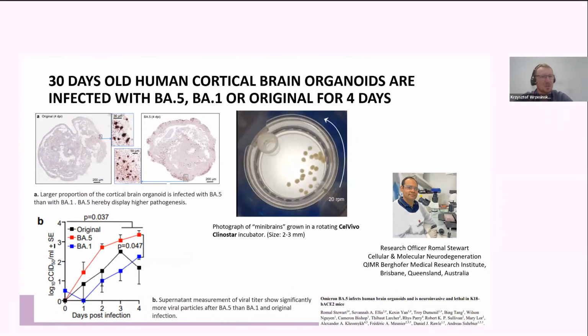Another researcher, from Australia, Romal Stewart, produced neuronal organoids, or as some people say, mini brains, and used them as a host for virus infections. He was studying different infection rates of the COVID virus variants BA.5 and BA.1, and they were able to see that variant BA.5 has a much higher infection rate in the neuronal tissue and stays in the neuronal tissue for a longer time.